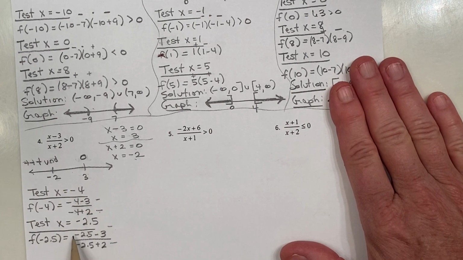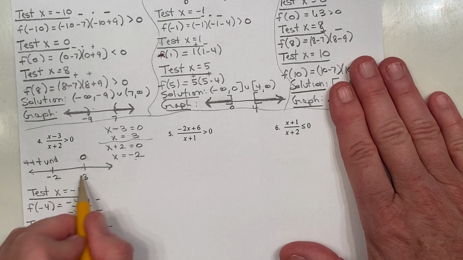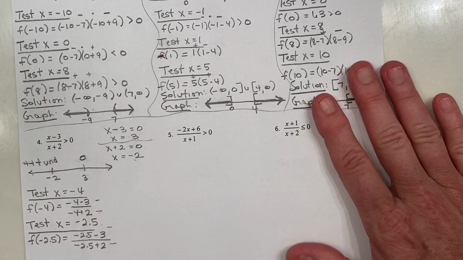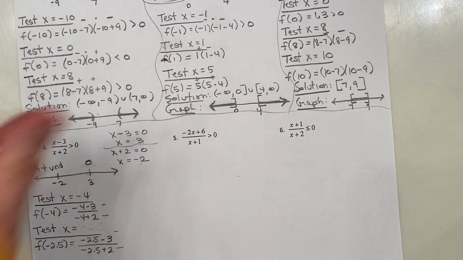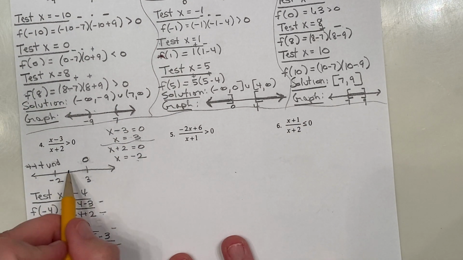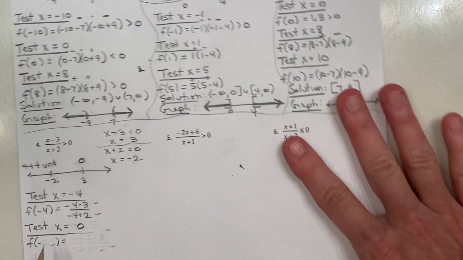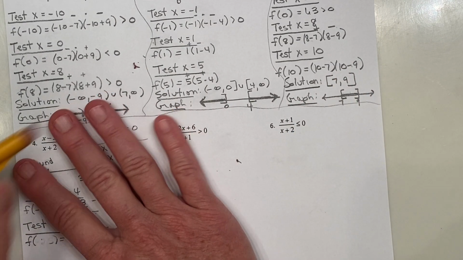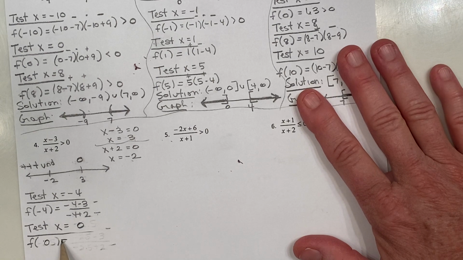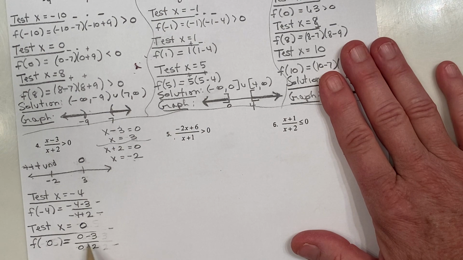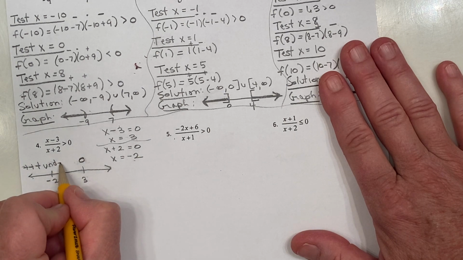Let me now switch out with this test value, and instead of using negative 2.5, which would put me still over here with a positive, let me now use 0. Oh, goodness, so sorry. Test x equals 0. Let's fix that, and let's fix this. So this is going to be 0. Okay, so now I've got 0 minus 3 and 0 plus 2. There we go. So I'll have a negative numerator, positive denominator, divide, and I get a negative.